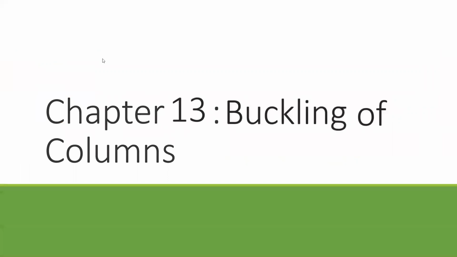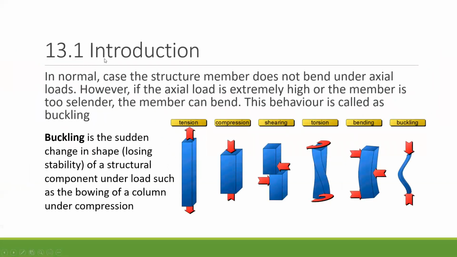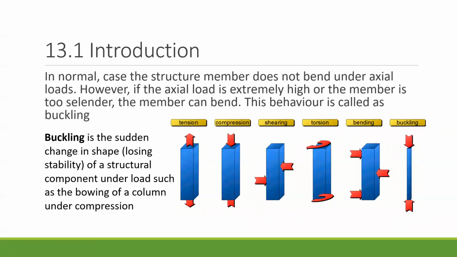Okay. What is the meaning of buckling? You can see the deformation of the line element. The tension, compression, shearing, torsion, and bending terms we have already seen in previous chapters. Now we will start a new deformation type, the buckling.